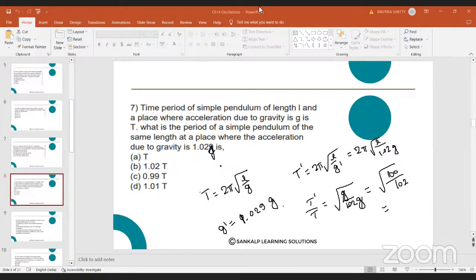Is it option B or option C? Under root of 100 divided by 102. So your new time period will be, yes Chandru, correct. That is 0.99, it is 0.99 T. Option C is correct here. Option C is correct.